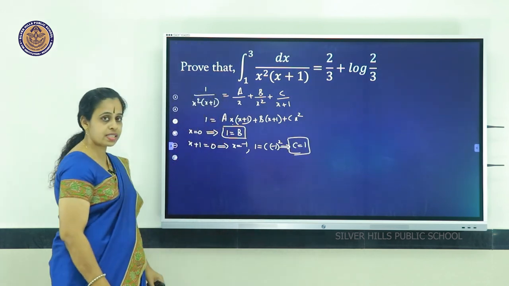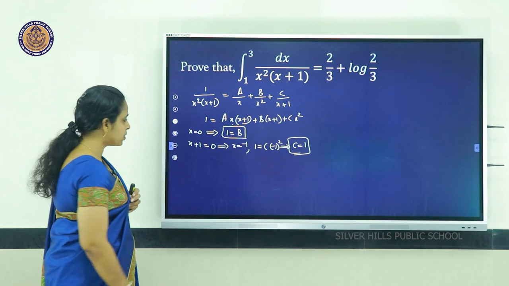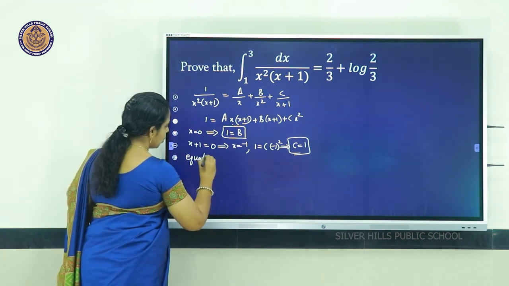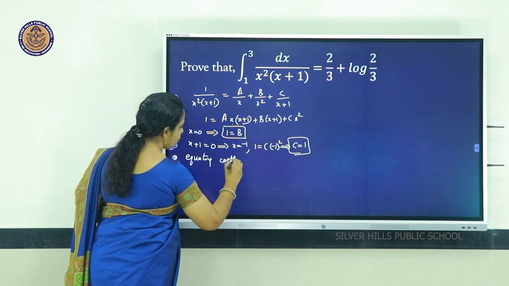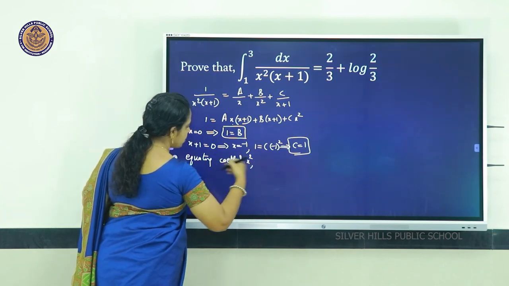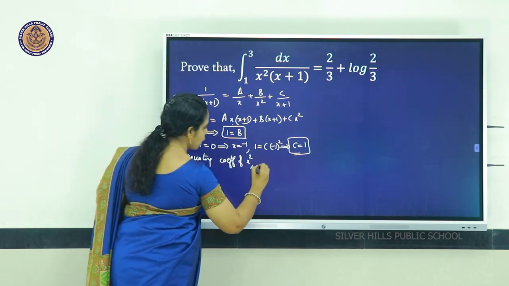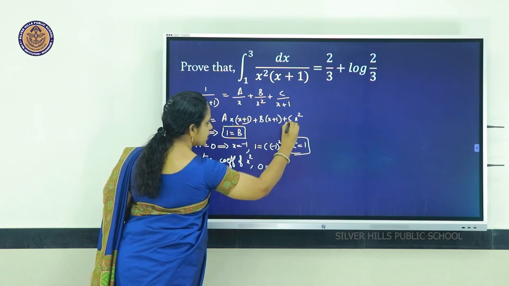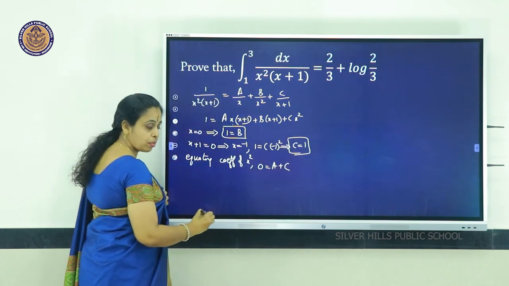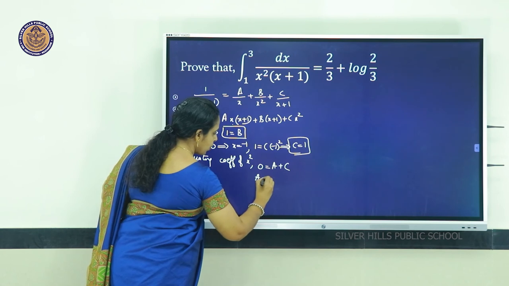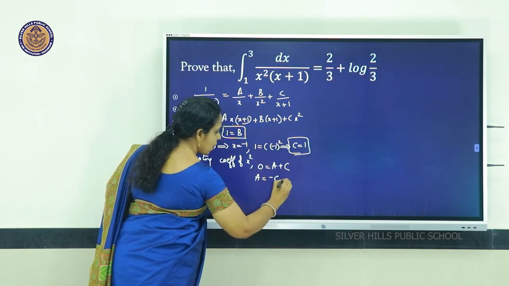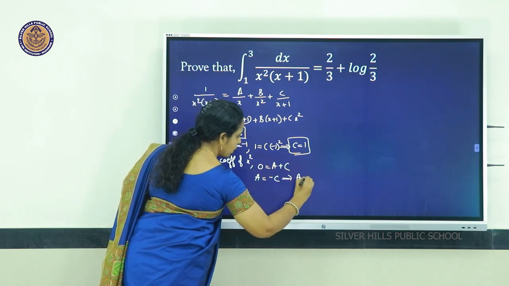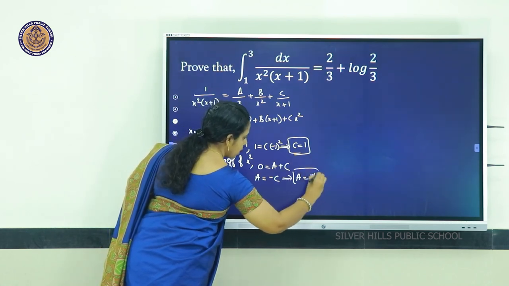Now let us equate coefficient of x square both sides. Equating coefficient of x square on both sides, 0 equal to a plus c. From here, a will be equal to minus c, and c is 1. From this, we will get a equal to minus 1.